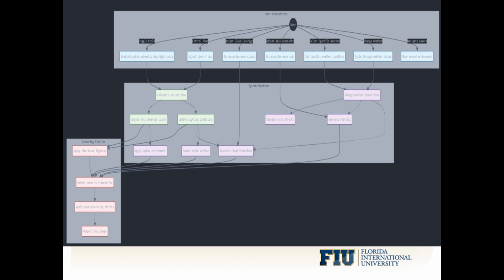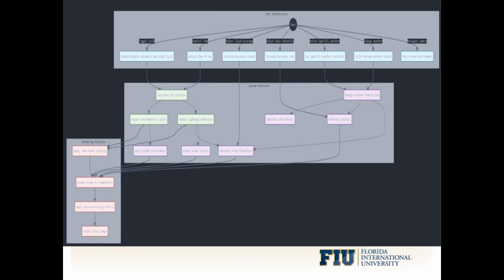We have the system functions, going over first the ocean surface simulation, which uses FFT for realistic wave dynamics and reacts to wind and lighting conditions. We have the weather system, which generates clouds and rain particles, simulates wind affecting the clouds and the rain as well as the waves, and manages smooth weather transitions. Then we have time and lighting, which calculates sun position, updates light direction and intensity, and adapts sky and ambient lighting to time changes.